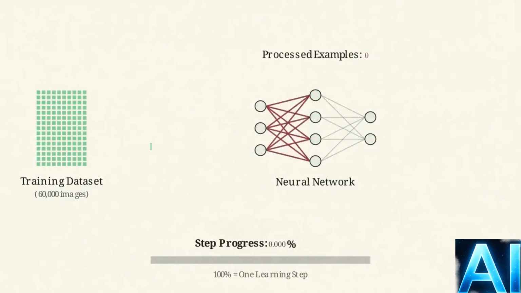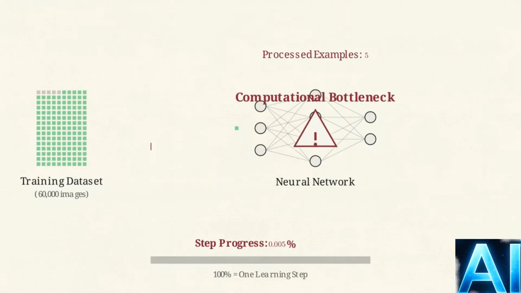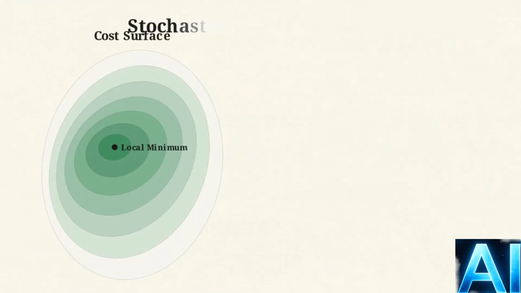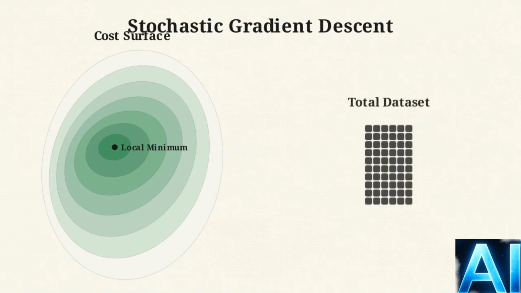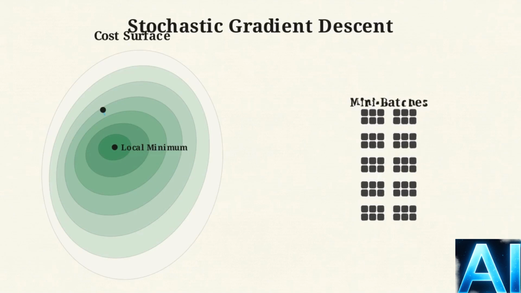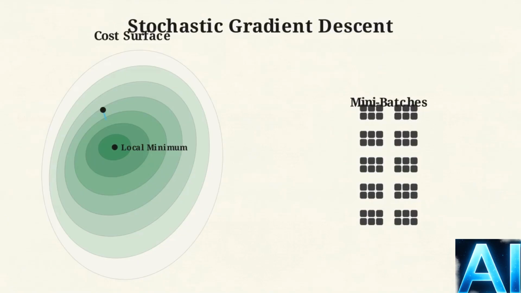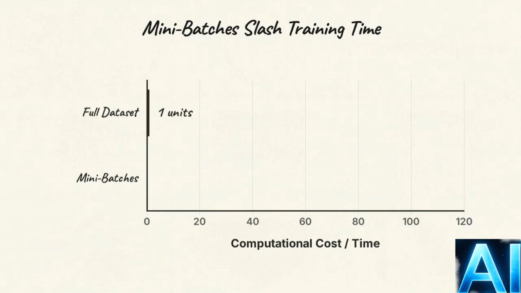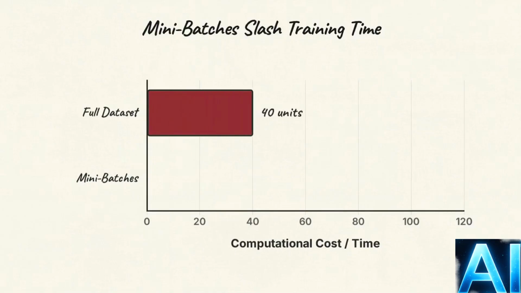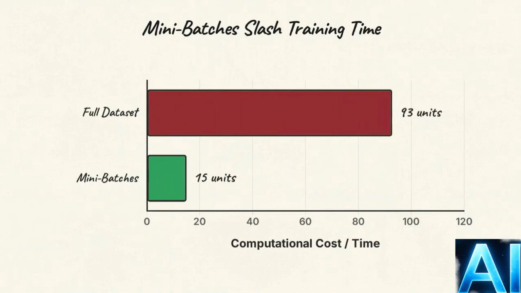Calculating these precise ripples for tens of thousands of training examples before taking a single step creates a significant computational burden. Looking at this topographic map of a network's cost surface, we can see the primary workaround: stochastic gradient descent. Instead of processing the entire dataset at once, the training data is shuffled into small subsets called mini-batches to calculate faster approximate steps downhill. Trading mathematical perfection for this approximate path yields a substantial gain in training speed.